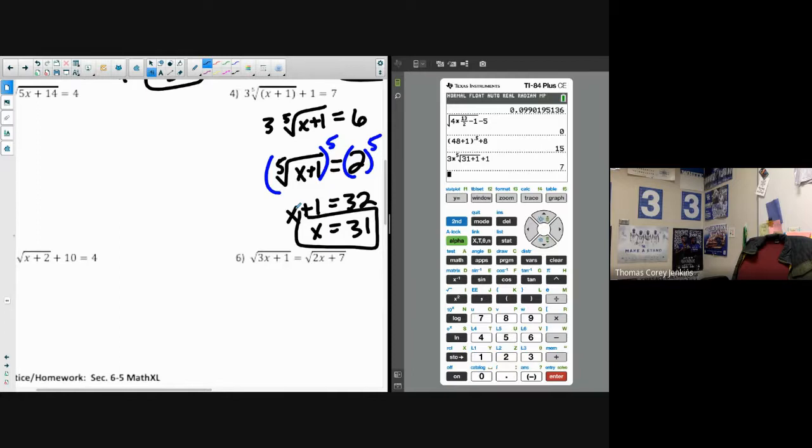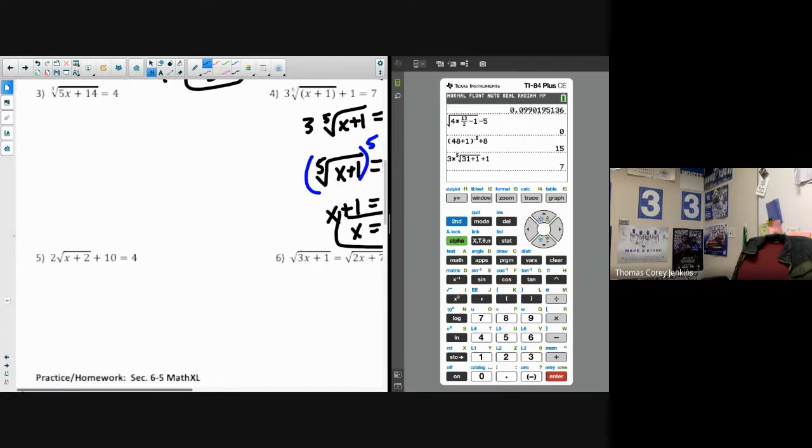Okay, then I wanted to show you 5, just a quick thing on 5. So kind of similar here where we want to isolate this. So do minus 10 to both sides first. That would give me 2 square roots of x plus 2 equals 4 minus 10, which is negative 6. Divide by 2, we get the square root of x plus 2 equals negative 6 over 2, which is negative 3.